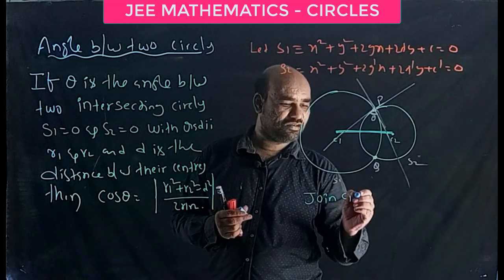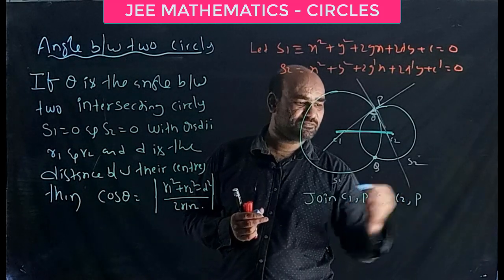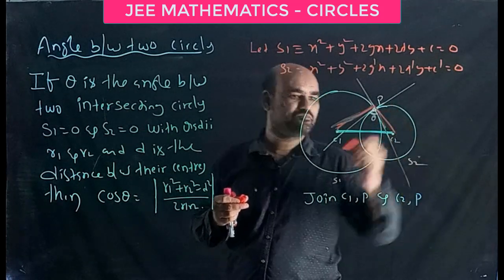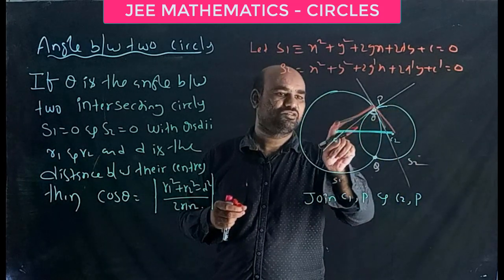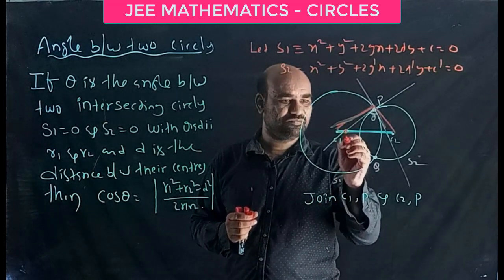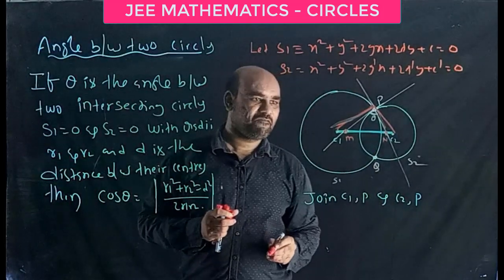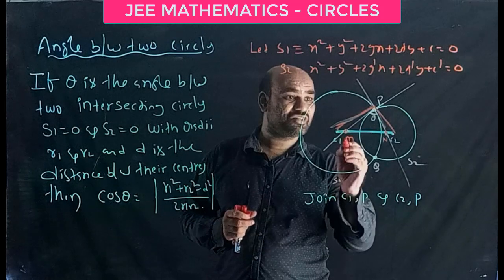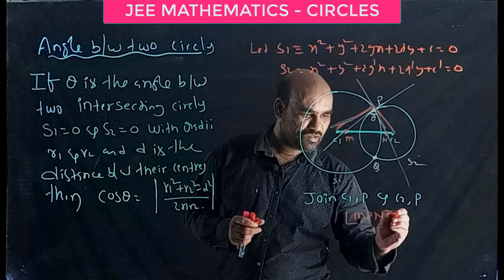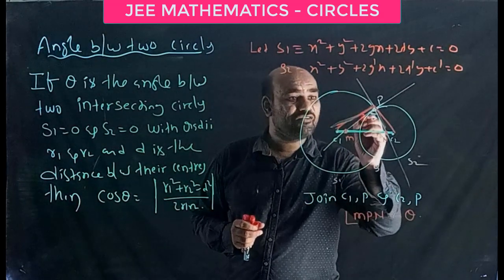Important: join C1 comma P and C2 comma P. C1P is joined and this is also joined. So, interesting step. Say this point is M, say this point is N. So what is our assumption? Angle MPN is equal to theta. Now I want to find this angle.